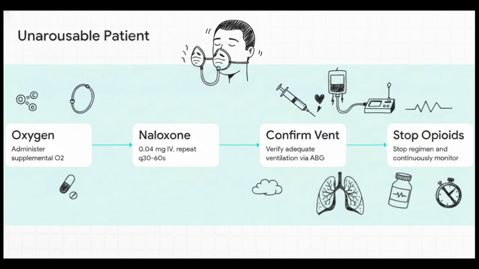First, give supplemental oxygen. Second, push IV naloxone, 0.04 milligrams, repeated every 30 to 60 seconds. But listen, don't just slam the naloxone. Pushing excess naloxone too fast can completely backfire, triggering severe pain, hypertension, and even flash pulmonary edema. Once they're awake, confirm adequate ventilation with an ABG, stop their opioids, and monitor them continuously. Remember, naloxone can wear off way before those long-acting opioids do.